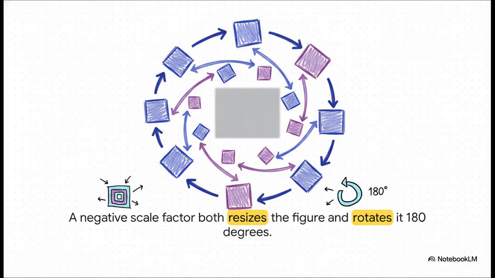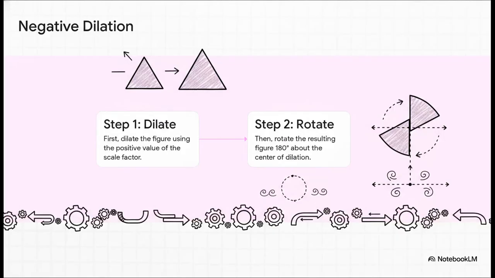A negative scale factor actually does two things at once. First, it resizes the figure just like before, but then it also rotates it 180 degrees around the center point. It's like the shape gets pushed straight through the origin and out the other side. An easy way to picture this is as a two-step process. First, just ignore the negative sign and do the dilation like normal. Then, once you have that new shape, just grab it and give it a half turn around the center.